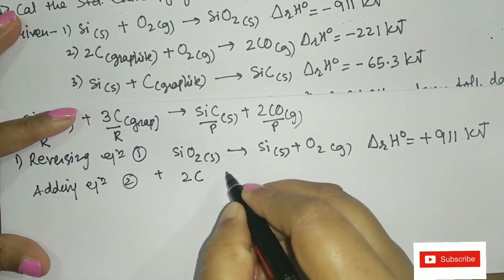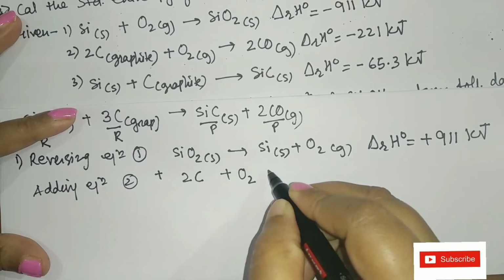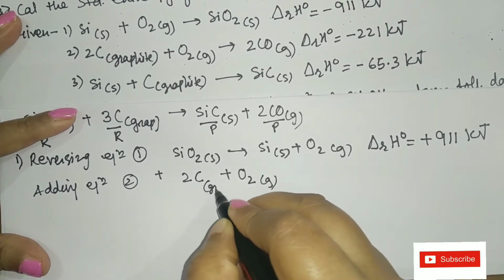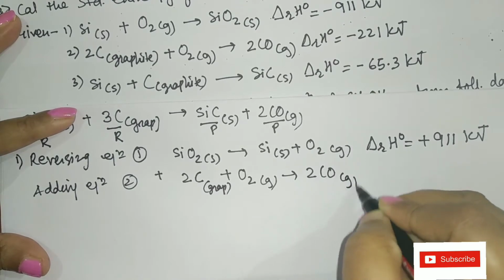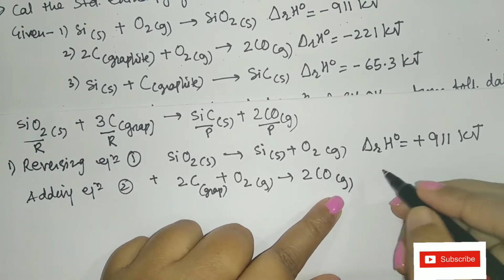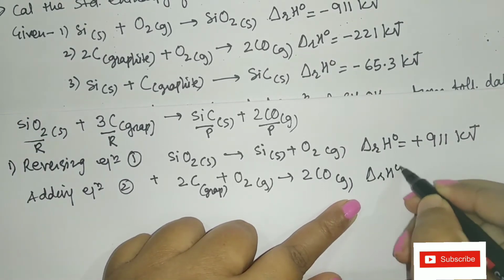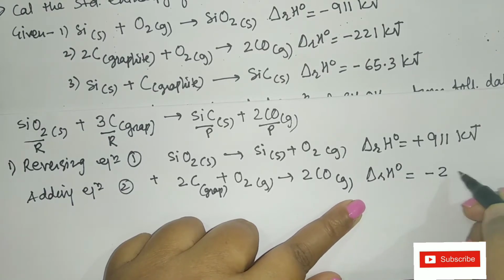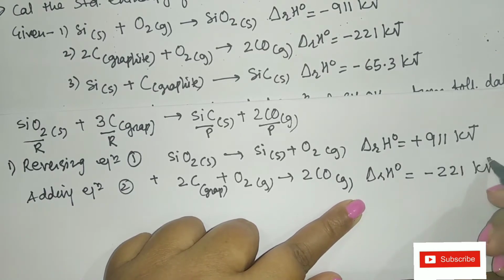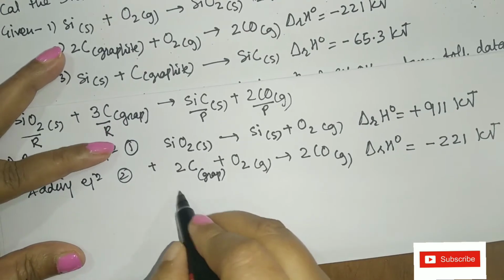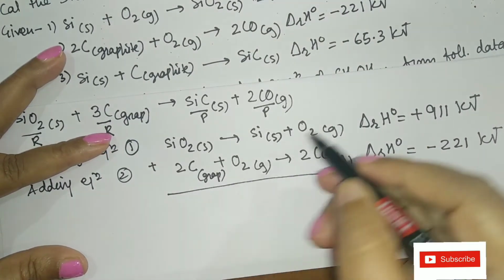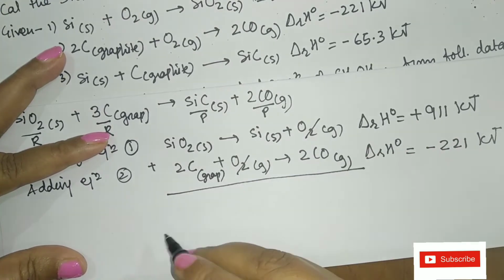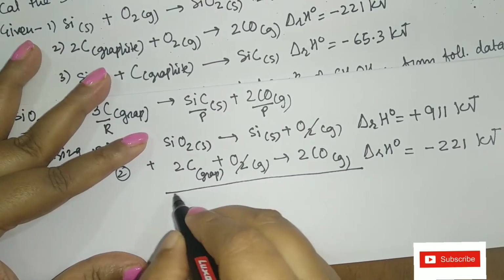So it will be 2 carbon plus oxygen. This I will write graphite gives 2CO gas. Now as I have simply added this, I'll keep the enthalpy for this as it is. So it is minus 221 kJ. Next is, let us add the two equations first. Now what things I can cancel here is oxygen on both the sides, and I will write the equation now.